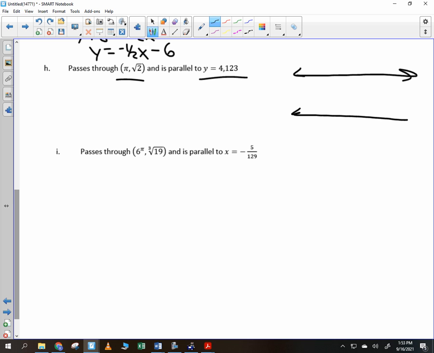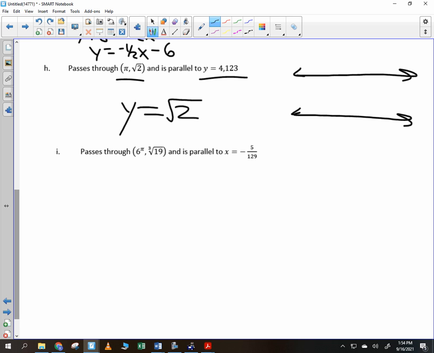Another horizontal line. So, if I have another horizontal line, is it going to be y equals or x equals? Y equals. What's the y value that it's going to pass through? Pi is the x value, root of 2 is the y value.